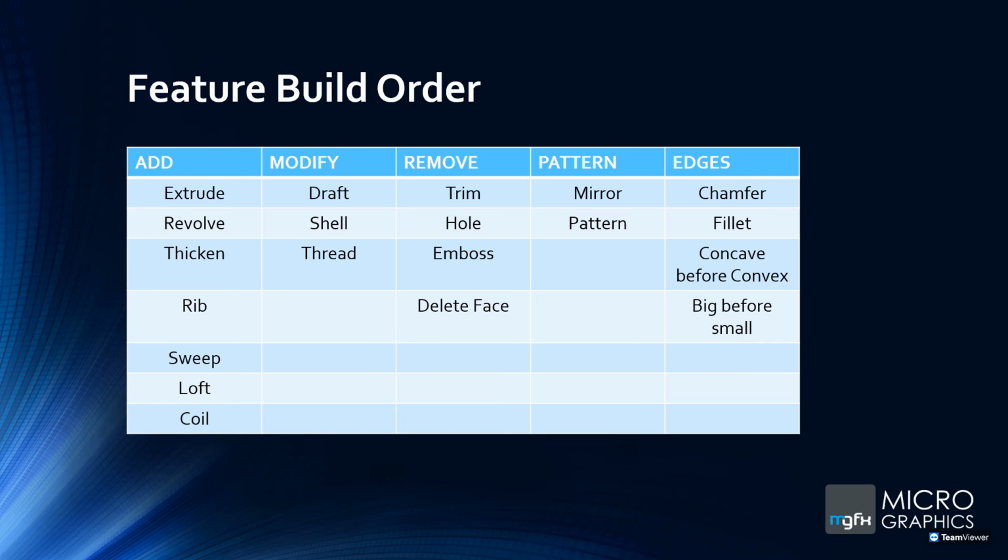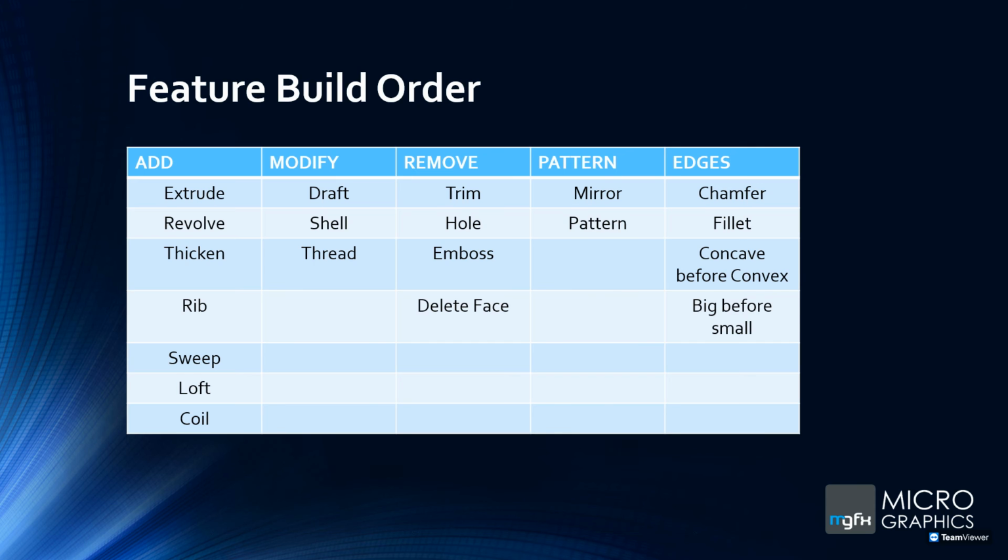This is something I found which is quite nice. It's a guideline on what to do. When you're building up a part, use these 5 different columns, or different ways of modeling, to build up your part. The first thing is you add to your model, using things like extrude, revolve, thicken, rib, sweep, loft, and coil. That's the first thing you do when building up your component.